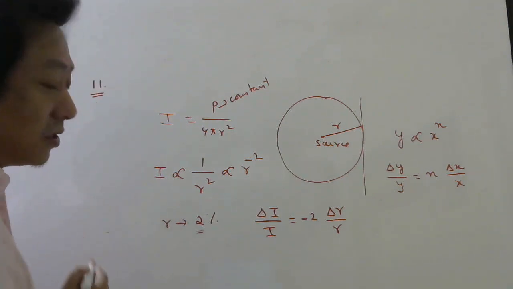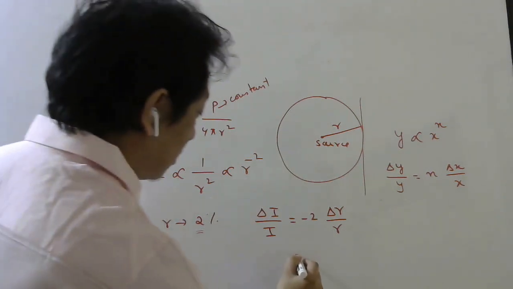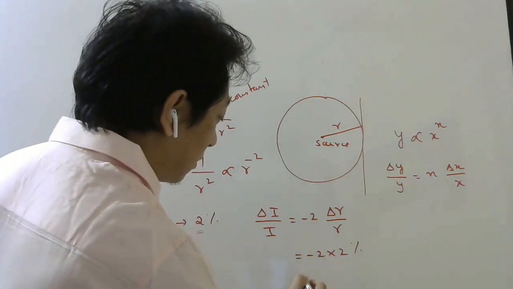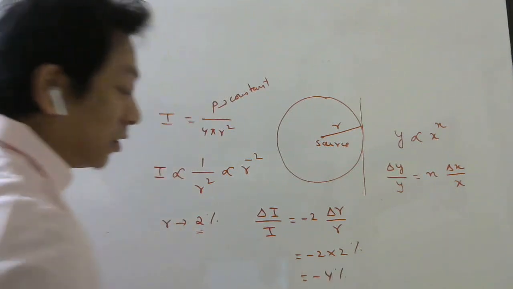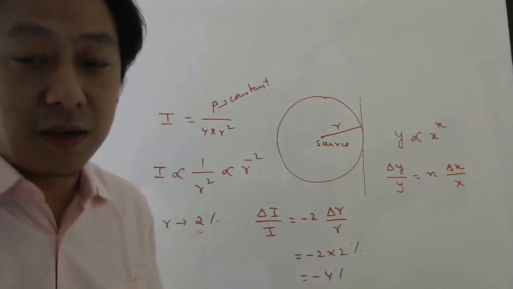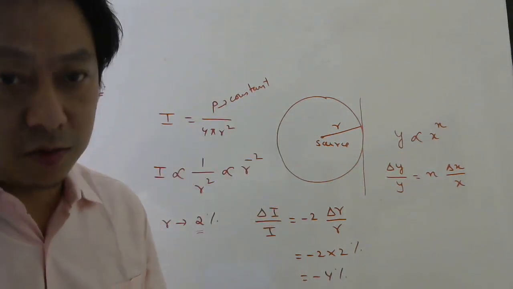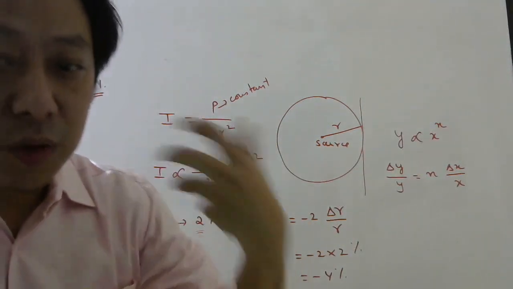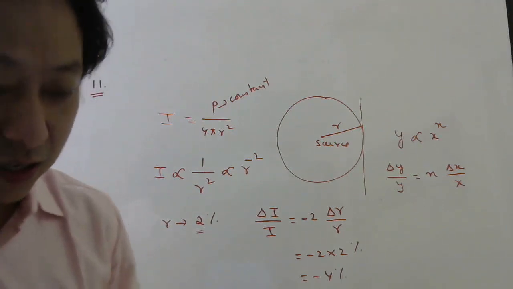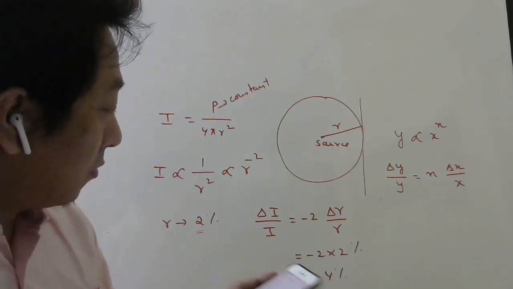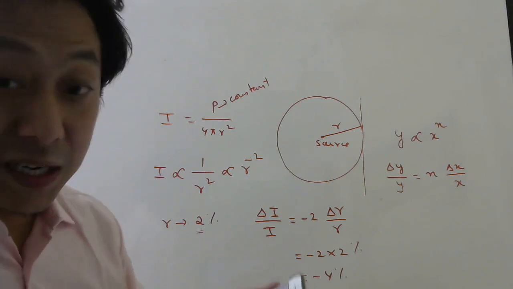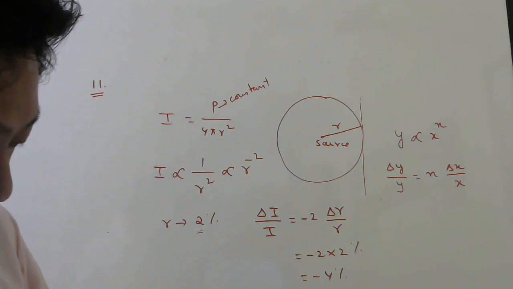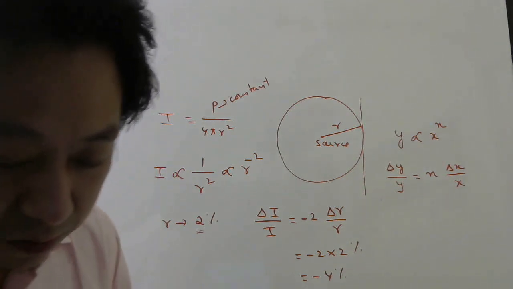What is the percentage change in distance? 2%. So what will be the percentage change in intensity? Minus 4%. The minus means your intensity will decrease. Obviously, students, if you go farther and farther, the light becomes weaker and weaker, so intensity has to decrease. It will decrease by 4%. Which option? D. Question number 12, let us do now.